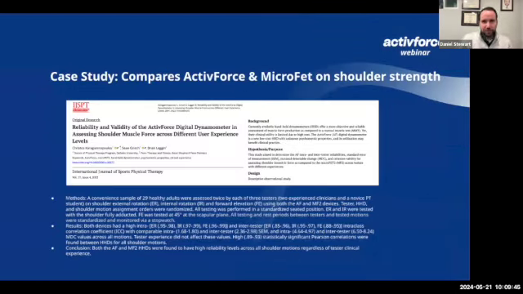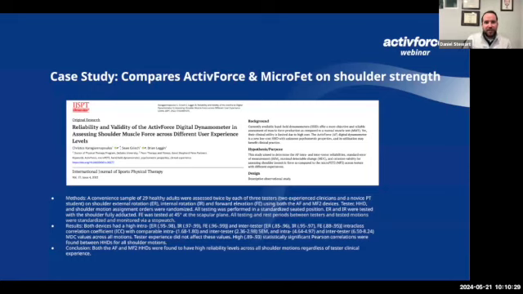Okay, so this was a study that was released in the IJSPT. Now, this is an observational study, and there were 29 participants, so still maybe a little bit lower than a randomized controlled trial. But what they did is they took 29 healthy adults, and they each were assessed twice by 3 testers. 2 of those testers were experienced clinicians, and 1 was a novice PT. And they tested shoulder external rotation, internal rotation, and forward flexion, using both the ActivForce and the microFET 2.